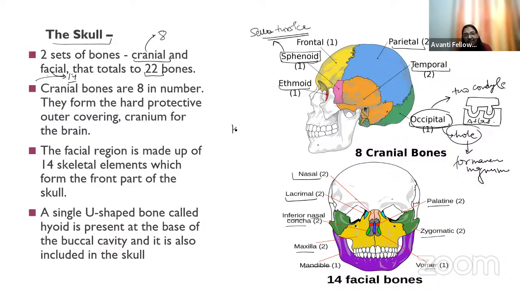Apart from this, there's also a hyoid bone. The hyoid bone is a U-shaped bone, and this bone is single. It does not form a joint with any other bone, and it provides the surface for the attachment of tongue muscles.